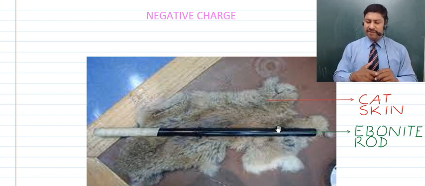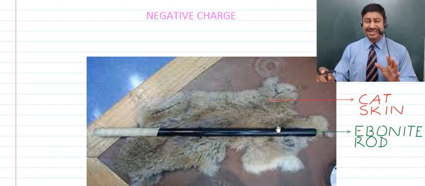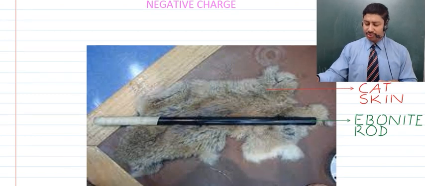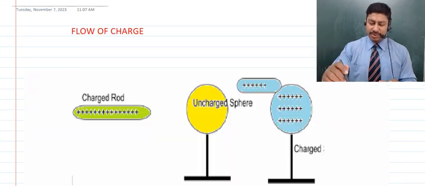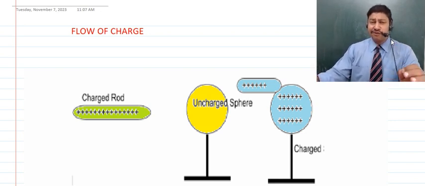So after this, children, now that you have understood what charges basically are, we will now talk about the next thing that you need to understand. That is, we will now be talking about the flow of charge, because actually the flow of these charges is what constitutes electric current.